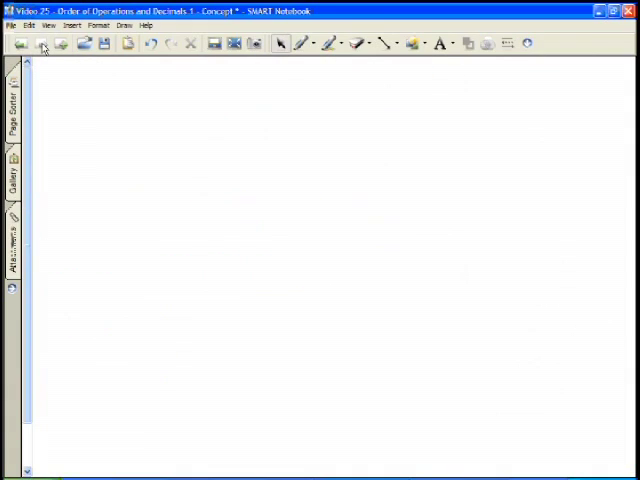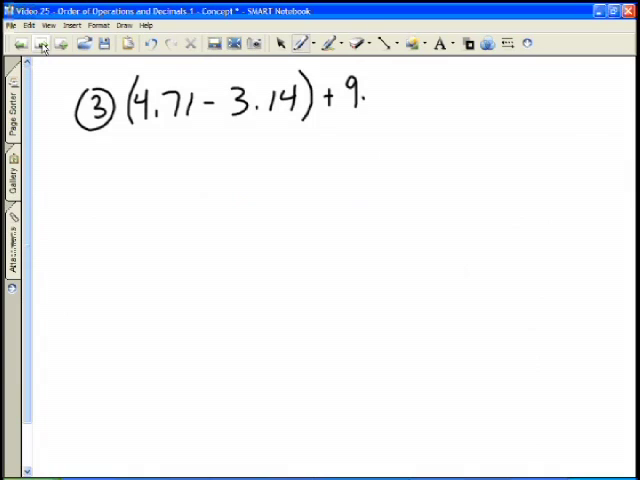And one more example here, and we have $4.71 minus 3.14, and that's in brackets, plus 9.2 times 3.1. So I have to do my brackets first. So I'm going to do 4.71 minus 3.14.